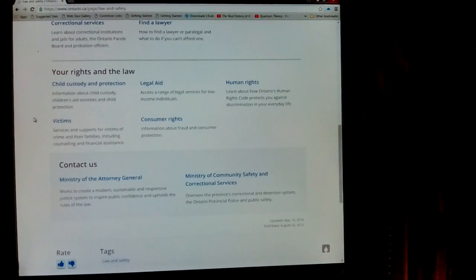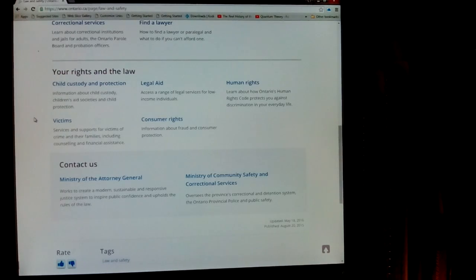Your rights in the law. Child custody and protection. Information about child custody, children's aid societies, and child protection. Legal aid and access to the range of legal services for low-income individuals. Unless, of course, it has to do with complaints about government, then their whole job is to deny, deflect, and obstruct. And if you keep it up, then they victimize, villainize, and criminalize you. But it all has the root word of lies.